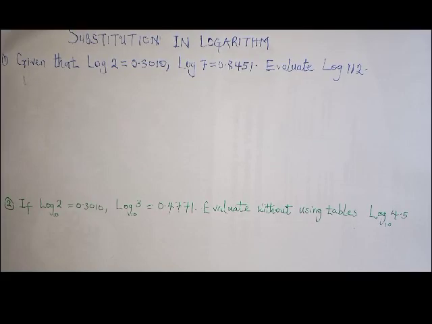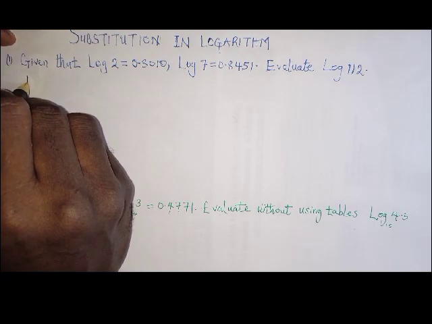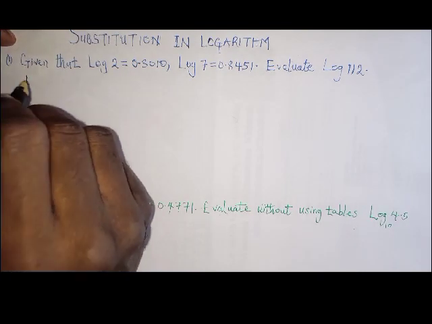Hello guys, today we want to look at substitution in logarithm, and the problem we have in front of us is: given that log 2 equals 0.3010 and log 7 equals 0.8451, evaluate log 112.